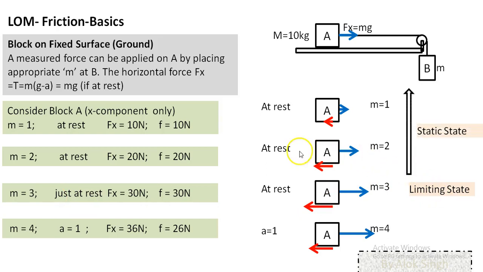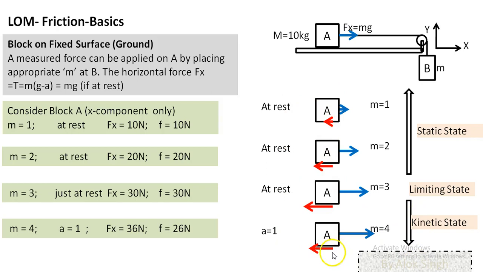When the block is at rest or there is no relative motion, that state is called static state. And when the block is in motion or there is a relative motion at the two surfaces, that state is called kinetic state. So there are 3 possible states of friction: static state, limiting state, and kinetic state. Let's have a quick look at the observations we have here.